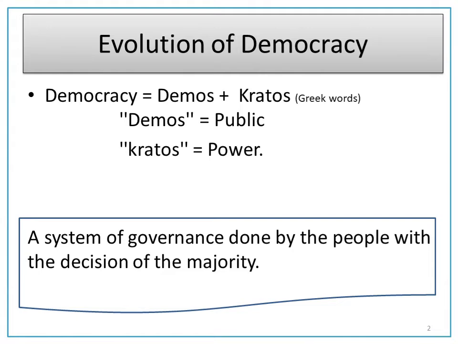First of all, we should know about the term democracy. The English word democracy is formed by two Greek words, demos and kratos. Demos means public, while kratos denotes power. Therefore, the meaning of the word democracy in the Greek language is the power of the people.